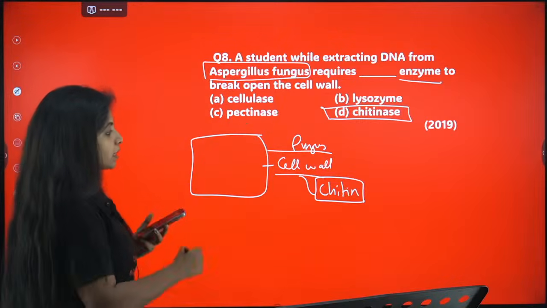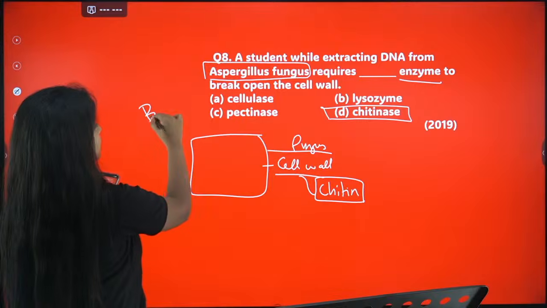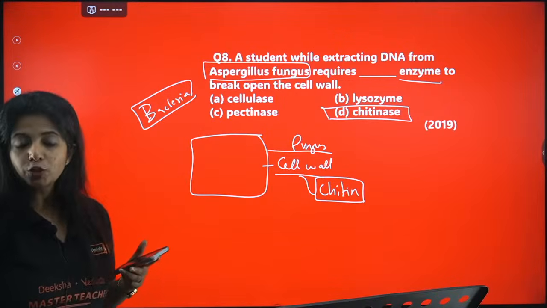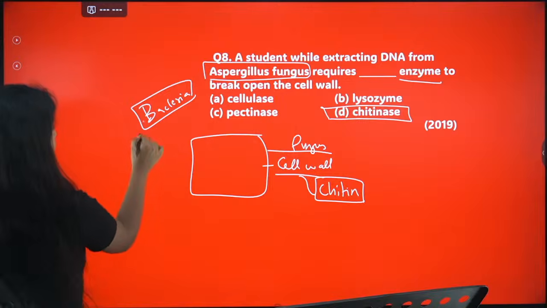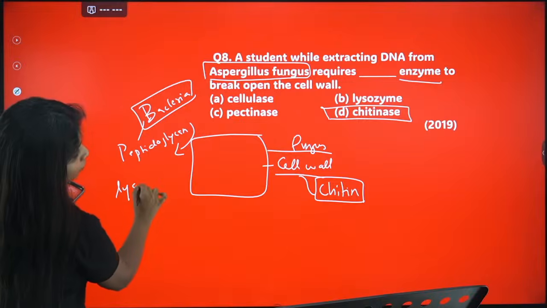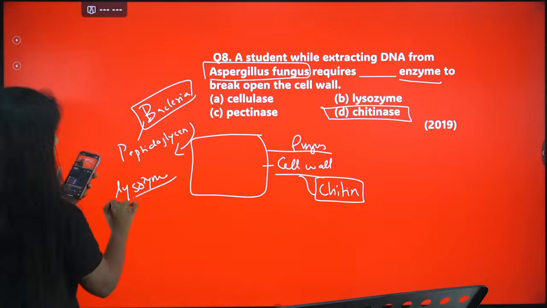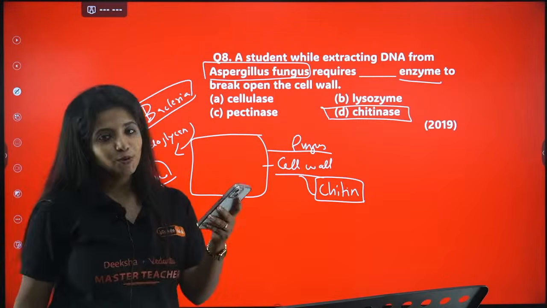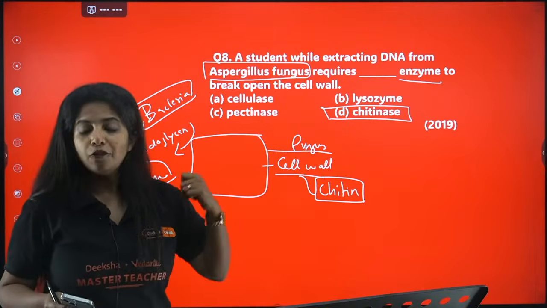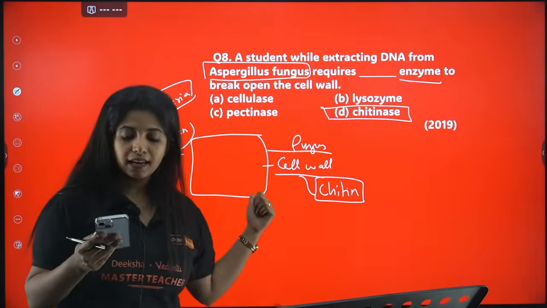And suppose your question was a bacteria is trying to be opened up. In that case, the bacterial cell wall, my dear children, is made up of peptidoglycan. Peptidoglycan. And it is being broken open with the help of lysozyme. In the case of bacteria, it would have been lysozyme. Okay, so 3 things. Plants, cellulase, fungus, chitinase, bacteria, lysozyme.